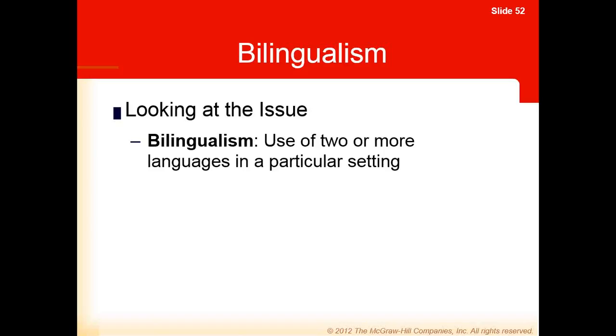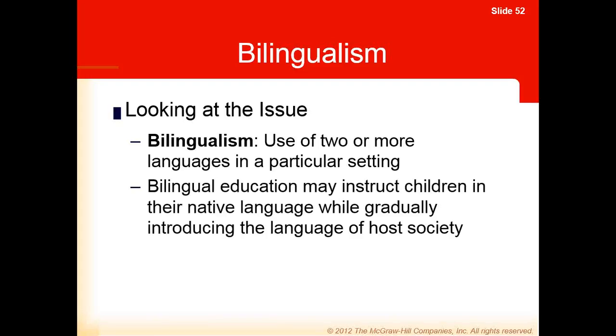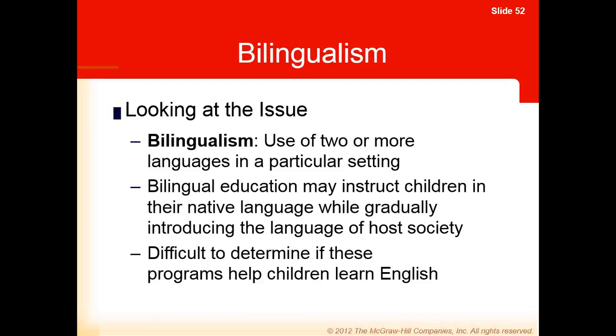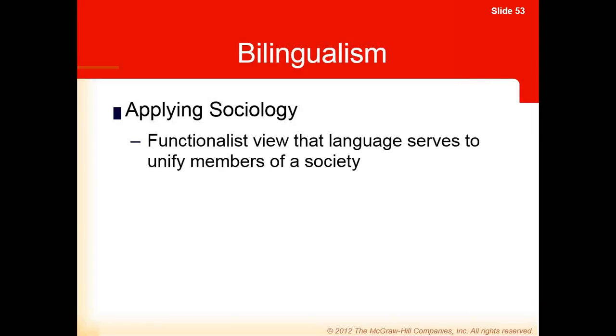Okay, again, going back to this idea of social research and looking at policy, bilingualism is the use of two or more languages in a particular setting. A number of states have tried to create bilingual education programs, but only as a means of teaching children from other countries who speak a foreign language enough English to get them on track. The idea is using the native language of these children to get them up to speed in English. It's been difficult to actually gather the research determining whether or not these programs help foreign kids learn English.